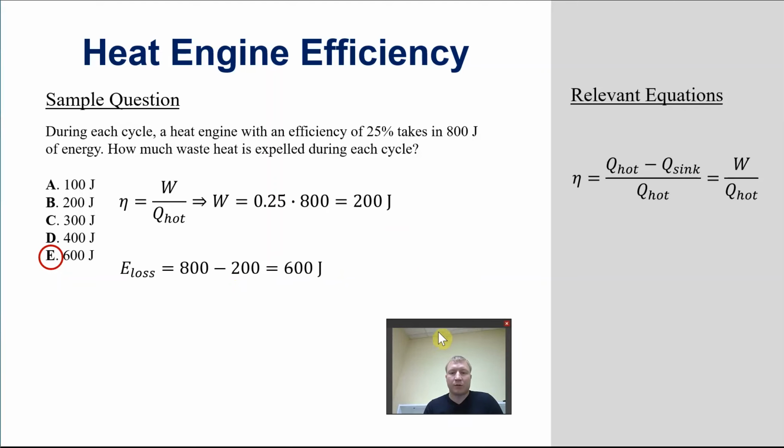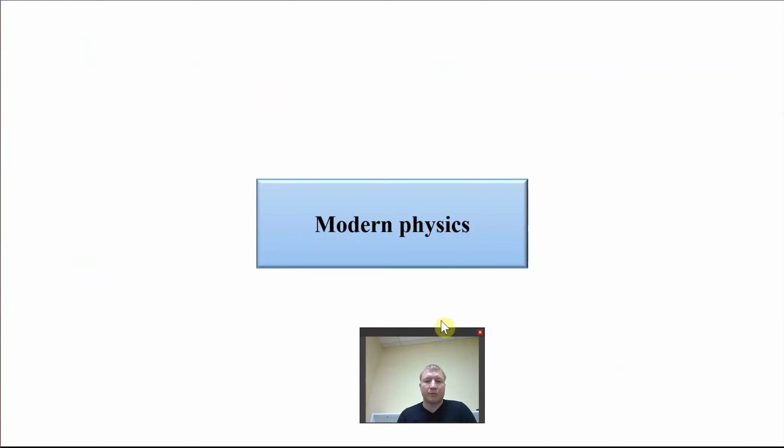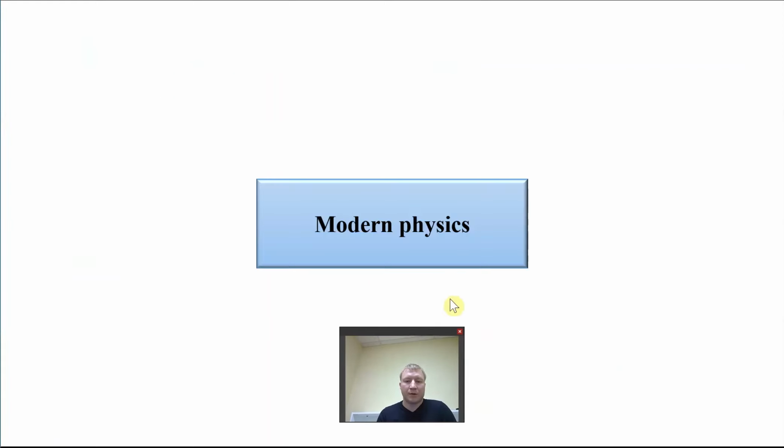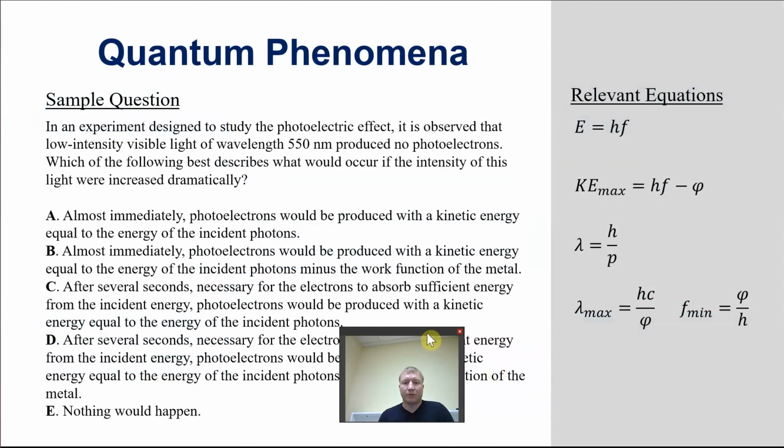Okay, so let's look at our next section. That's modern physics. So for modern physics, we have several subtopics. It's general quantum phenomena, atomic models, nuclear and particle physics, and special relativity. Okay, so let's go over each of those.